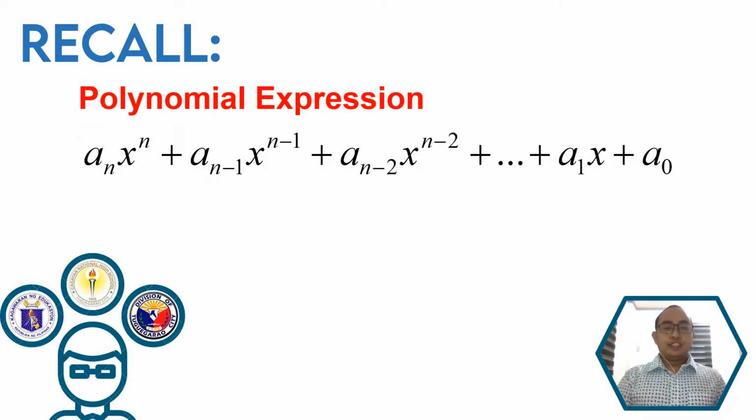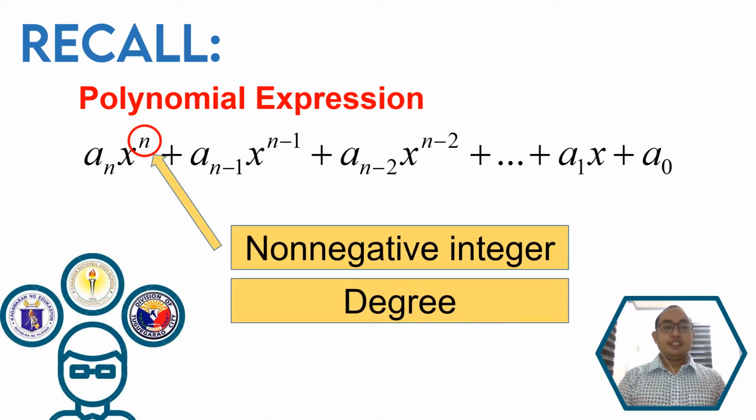Recall also, class, that in a polynomial expression, n is considered as the degree of the polynomial expression. And the degree of the polynomial expression must be a non-negative integer. That means to say that n can be 1, can be 2, can be 3, and so on, but it cannot be 1/2, it cannot be 3/4, it cannot be -2, it cannot be -7. So always take note, class, that the degree of the polynomial expression is a non-negative integer.